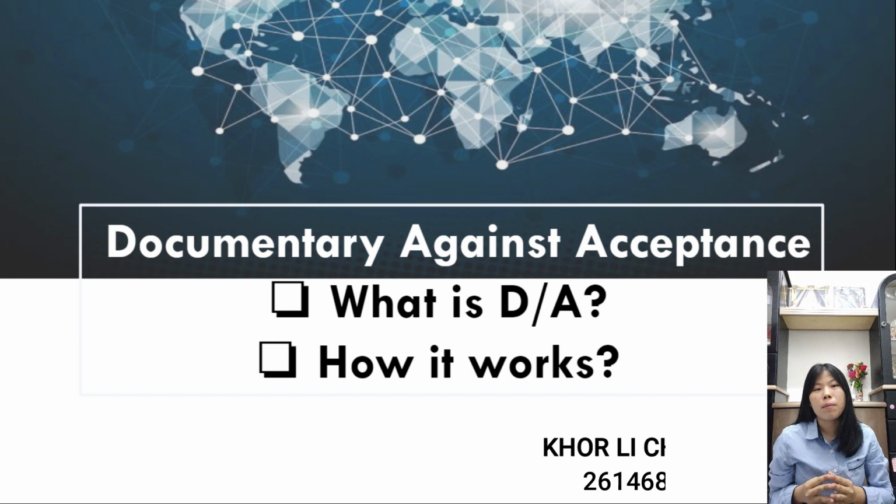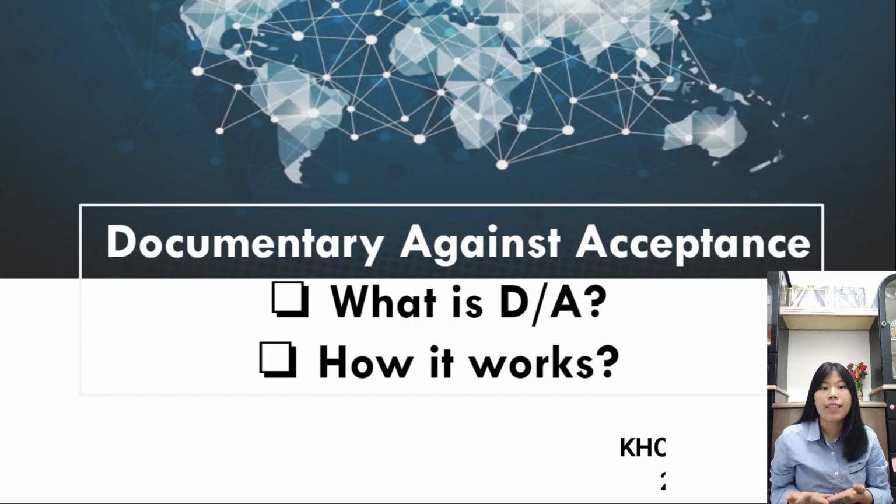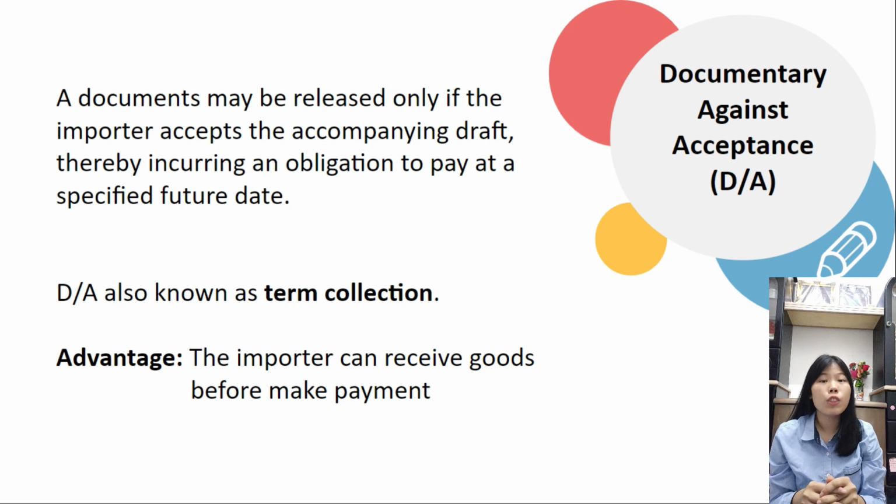So basically I will talk about what document against acceptance is and how it works. So what is document against acceptance? Document against acceptance is called DA. The documents may be released only if the importer accepts the accompanied draft, thereby incurring an obligation to pay at a specific future date. It means that the documents of goods will only be given to the importer when the importer accepts the bill of exchange and agrees to pay on the specific future date. Hence, DA is also known as term collections.